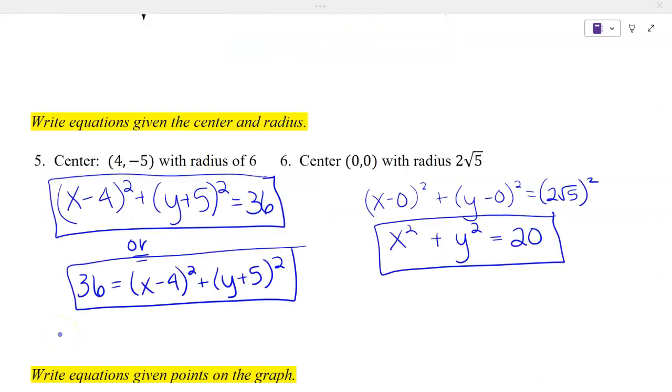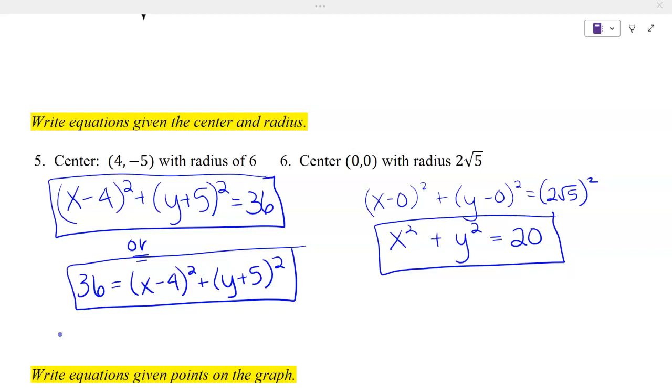So you'll notice here in number 5, it really doesn't matter which side of the equation I put the 36. And you'll notice also that when I do x minus our h value and y minus our k value, which is why that becomes y plus 5.